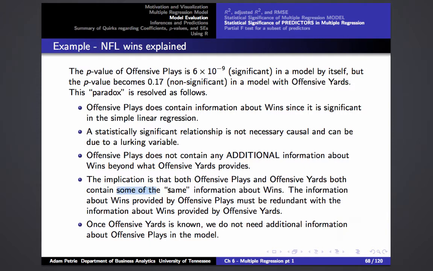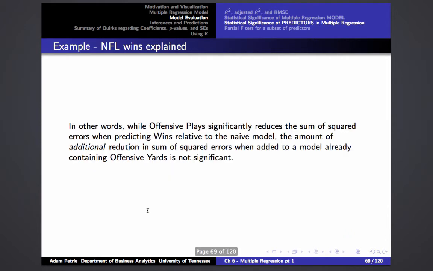Some of that information is in common between the two. Or, in other words, the information about wins provided by offensive plays is somewhat redundant with the information about wins provided by offensive yards. So what we find in the multiple regression model is that once offensive yards is known, we do not need any additional information from offensive plays.